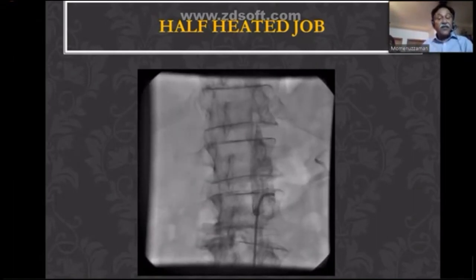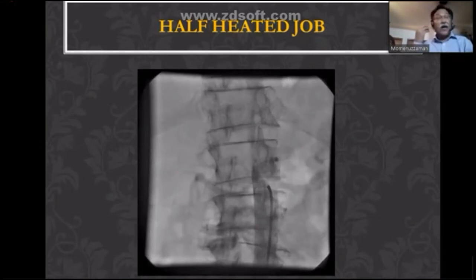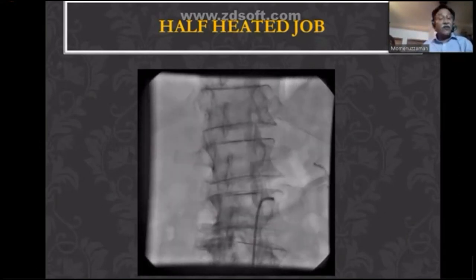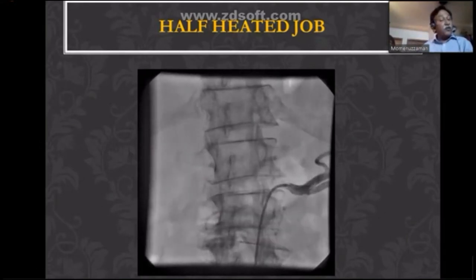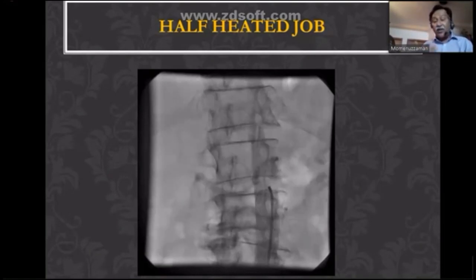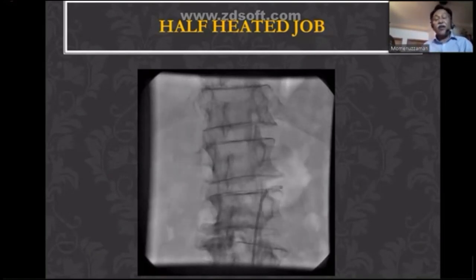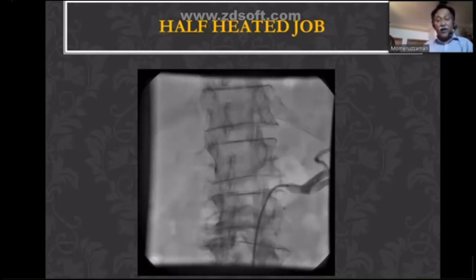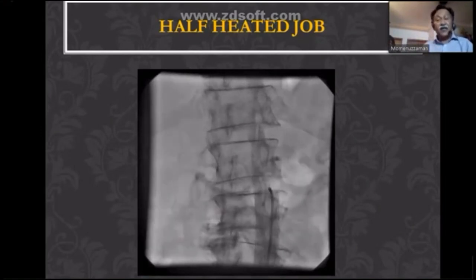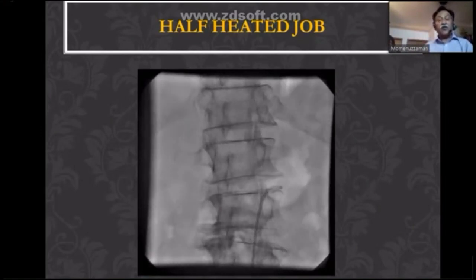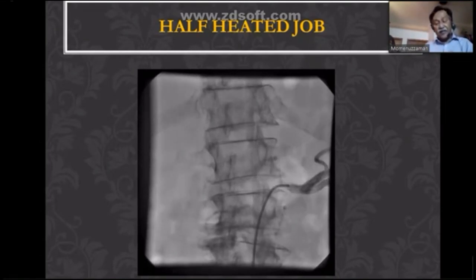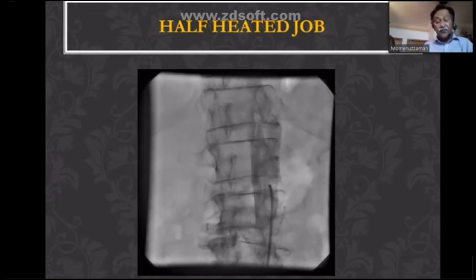If the patient comes next time with hypertension, and you feel that it could be because of renal artery stenosis, with this angiogram you may not give any opinion. But if you have done it properly, definitely you can explain, no, this is not because of renal artery stenosis. This is essential hypertension.